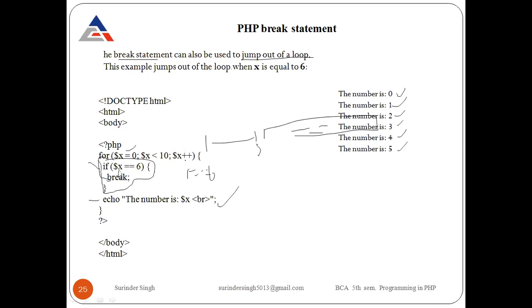After printing 5, x will be incremented to 6. Now 6 is less than 10, the condition is true, it enters the for loop and checks if x is equal to 6. Now x is equal to 6. Clear? If it is true, then control enters the if and it will execute the break statement. And what will the break statement do? It will shift the control out of the loop and stop the loop. Clear?